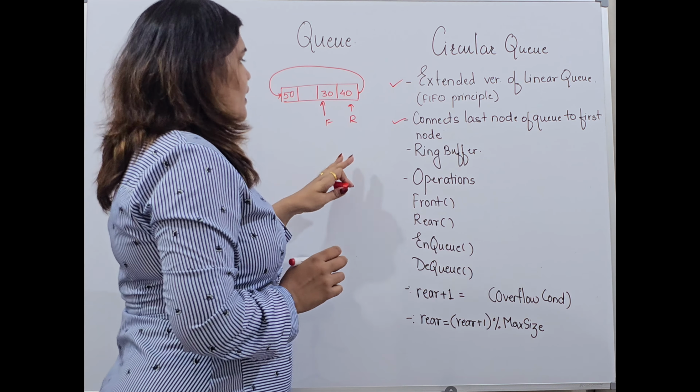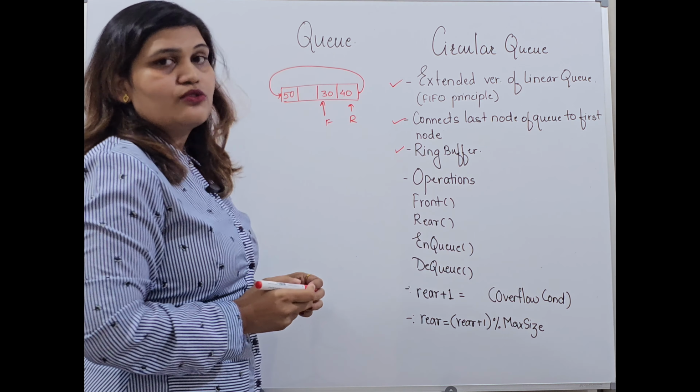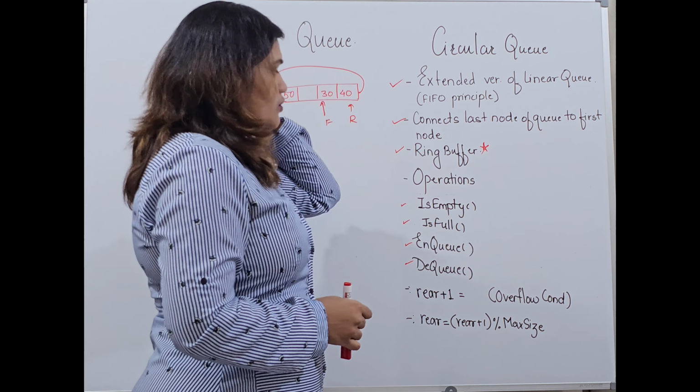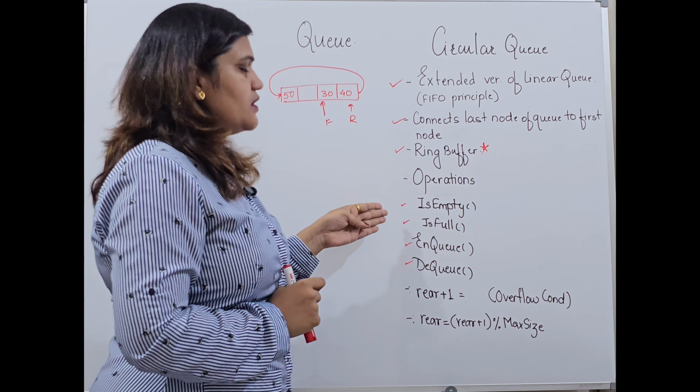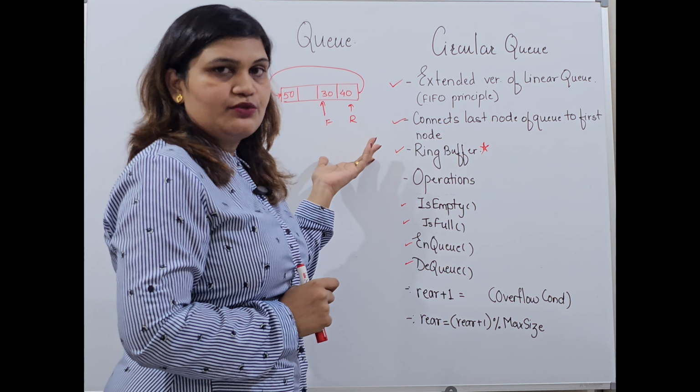Okay. Next point, it says ring buffer. This particular concept is also called as ring buffer. Next we have functions or operations inside our circular queue. They are isEmpty, isFull, enqueue and dequeue. isEmpty is checking the condition whether my queue is empty for me to insert elements. isFull is checking the condition whether my queue is complete or filled with elements. Enqueue is basically insertion, and dequeue is deletion.